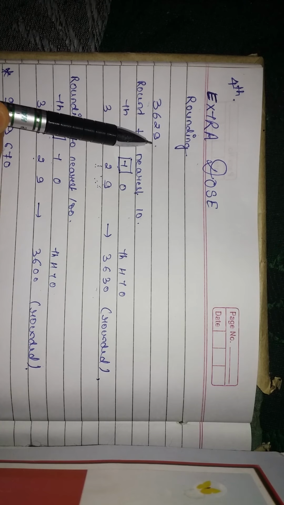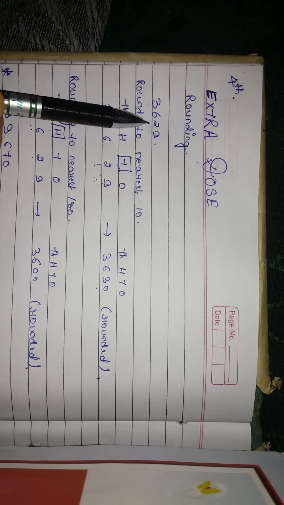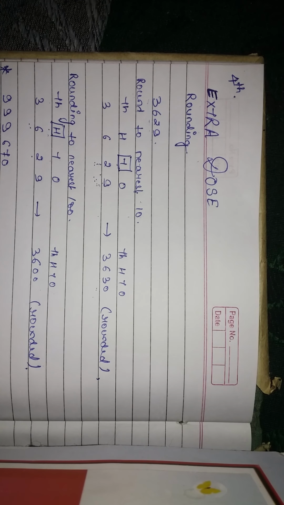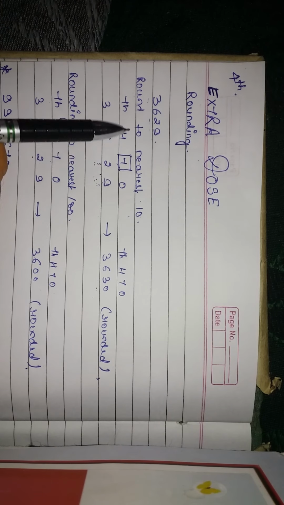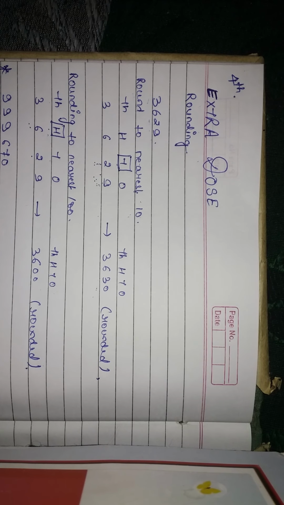Right, so 3629 is the number that is given to you, and in the first part round to nearest 10 means you have to round this 3629 to your nearest 10. So the first step of rounding is to identify the rounding place. Here you are set round to nearest 10, therefore tens is your rounding place.